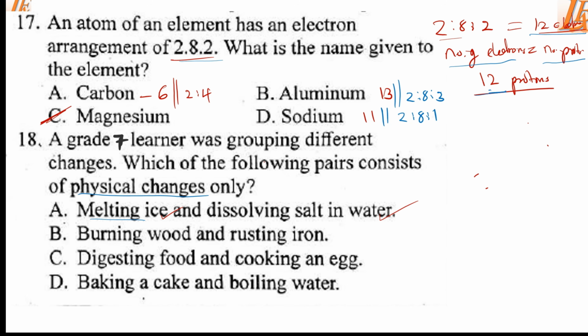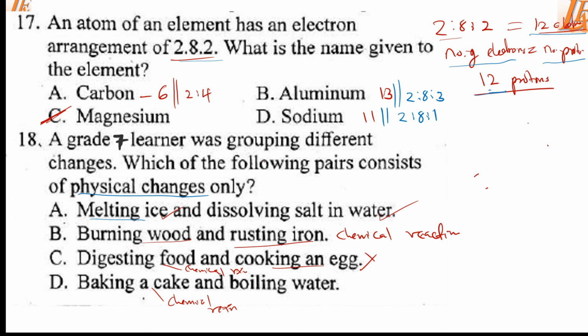Then burning of wood, you cannot reverse wood back to what it was. Rusting is a chemical process where iron reacts with oxygen and water to form hydrated iron(III) oxide, which we call rust. So in this case, these are chemical reactions. Digesting food, these are chemical reactions. Cooking of an egg, this one is also a chemical reaction, because some mass is lost. Then baking a cake, this is a chemical reaction.